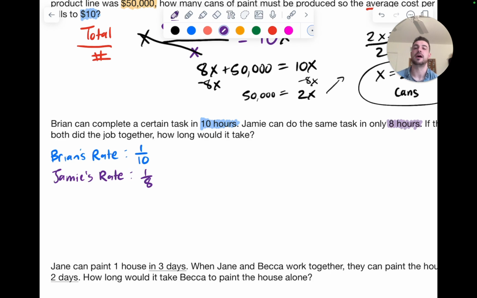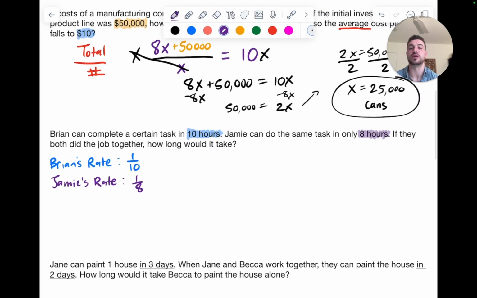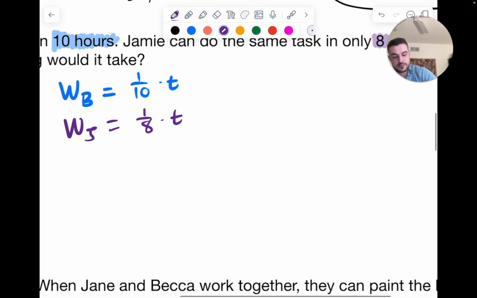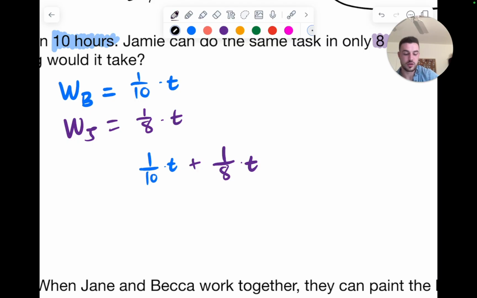All right, so we want to find out how long it is going to take them together. We don't know the time. So if we're trying to figure out the work that Brian is going to do, we need to take his rate times the time, which we don't know. Jamie's is going to be the same idea. Jamie's work is going to be her own rate times time. Well, the goal here is for them to work together. So the work of Brian plus the work of Jamie should equal one completed job. That is our goal here. We take Brian's work and Jamie's work, we add them together, and boom, the job is done.